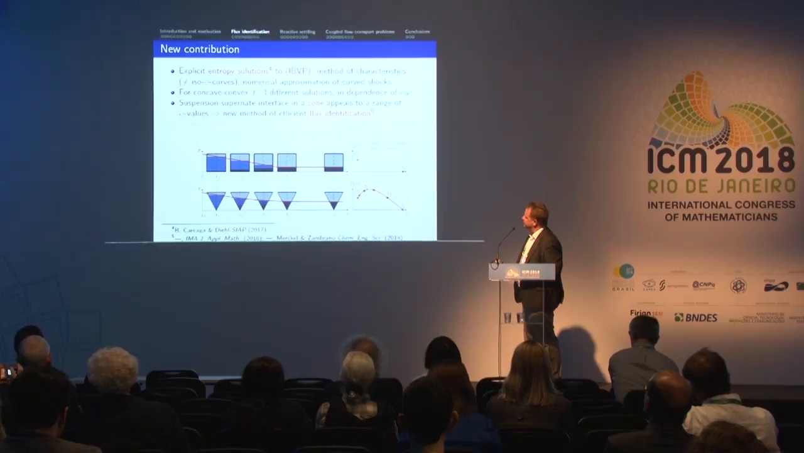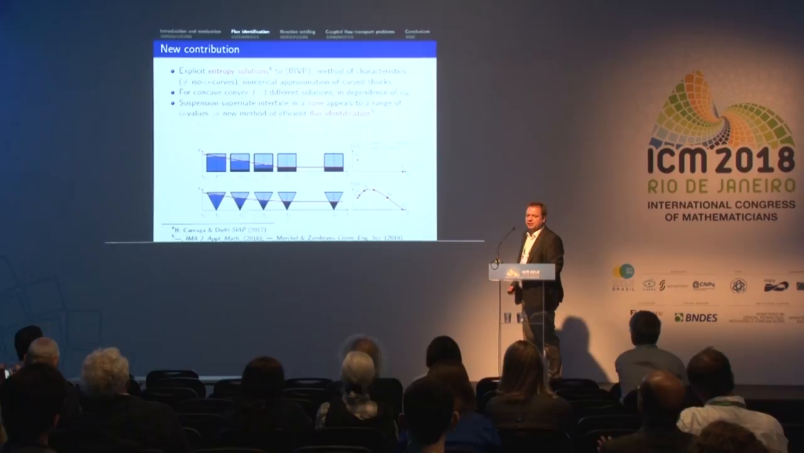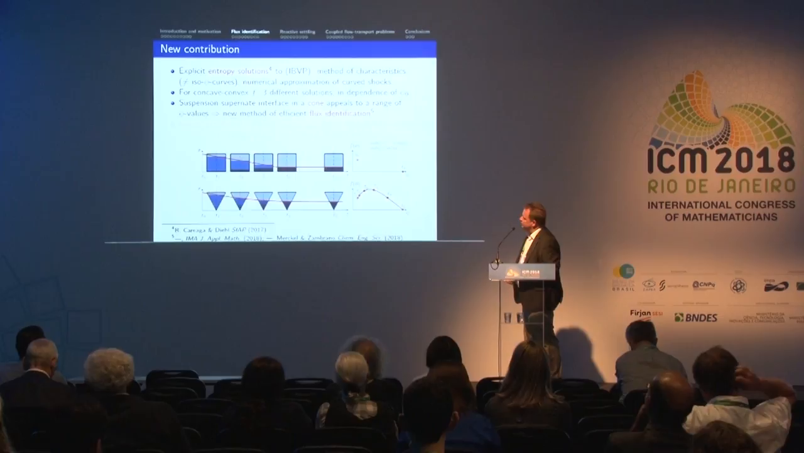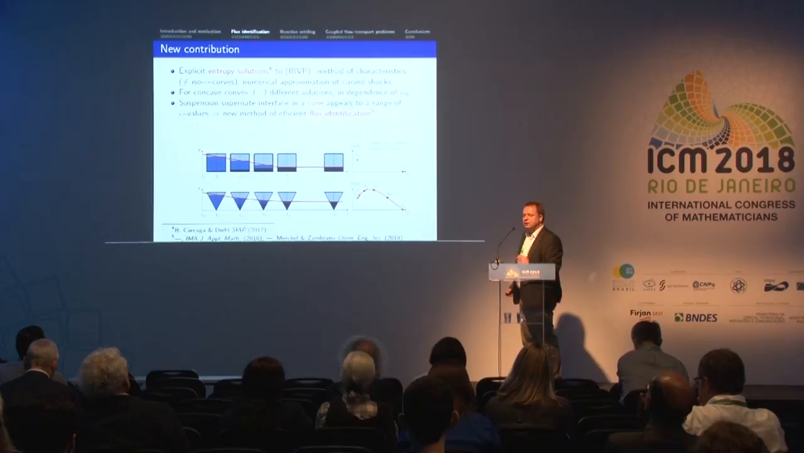So if I measure this velocity here, the velocity of descent, then I get, by the Rankine-Hugoniot condition, just information on one point of the flux. Instead, if I measure the whole trajectory in a cone, where this interface would descend with continuously decreasing speed, then I can convert this information into a whole portion of the flux.